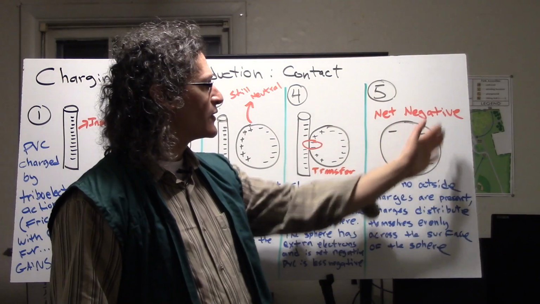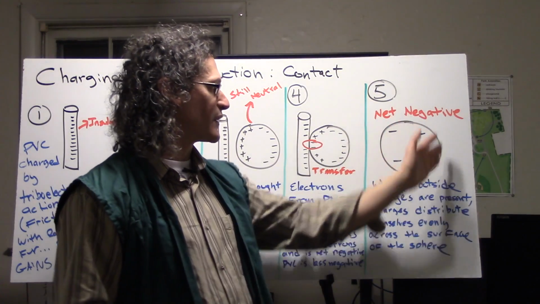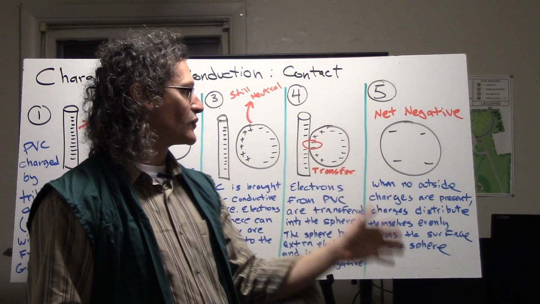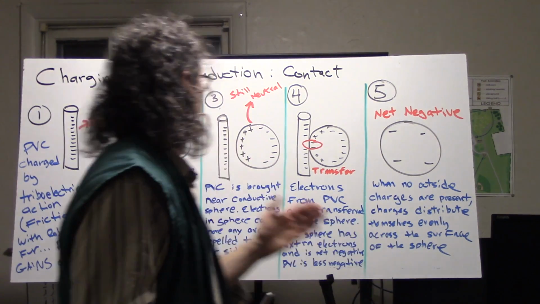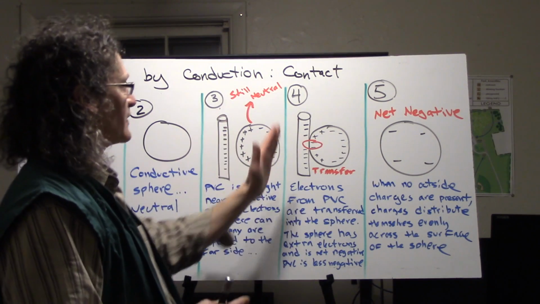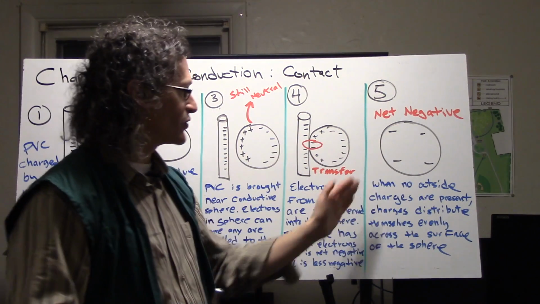They repel each other so that they spread out as far away as possible, and that's why they spread evenly across the surface of the sphere. And so that's charging by conduction. It's that idea that there's contact and a transfer of charge and leaving a net charge behind.